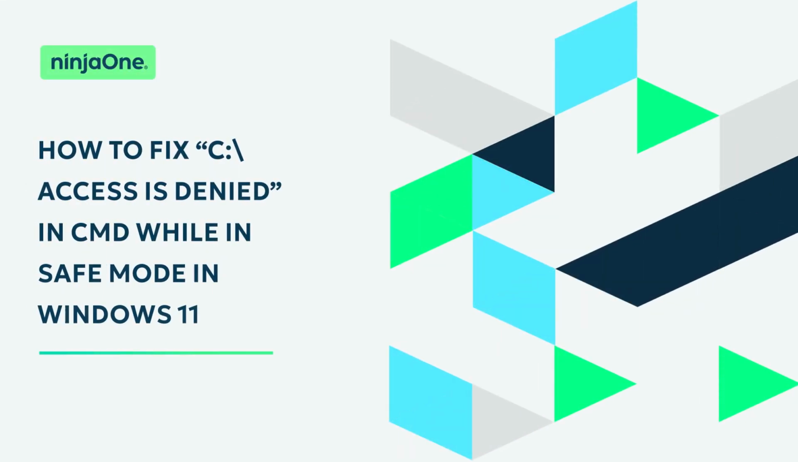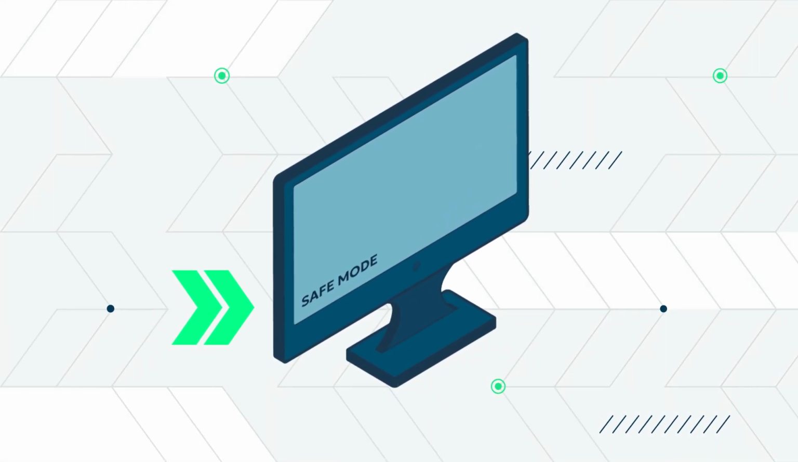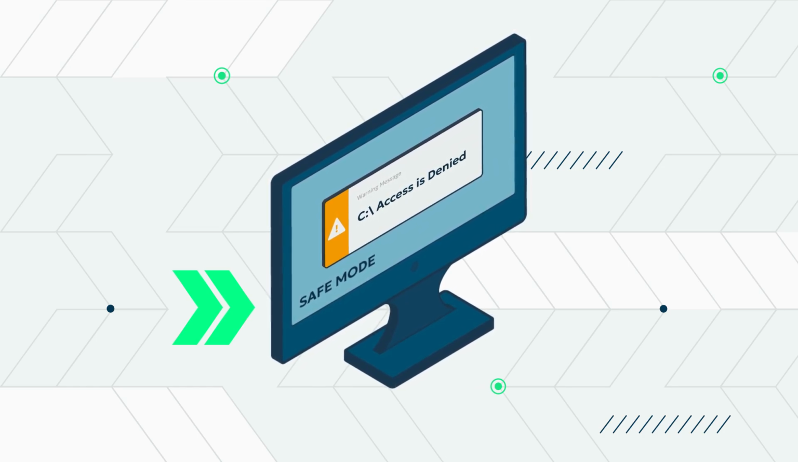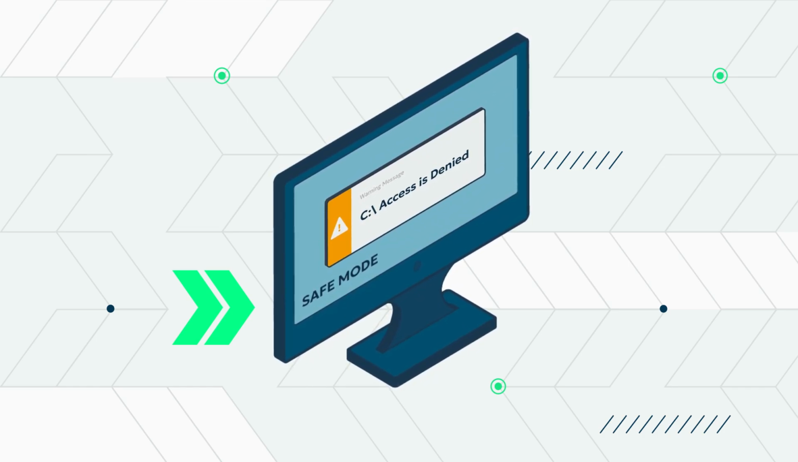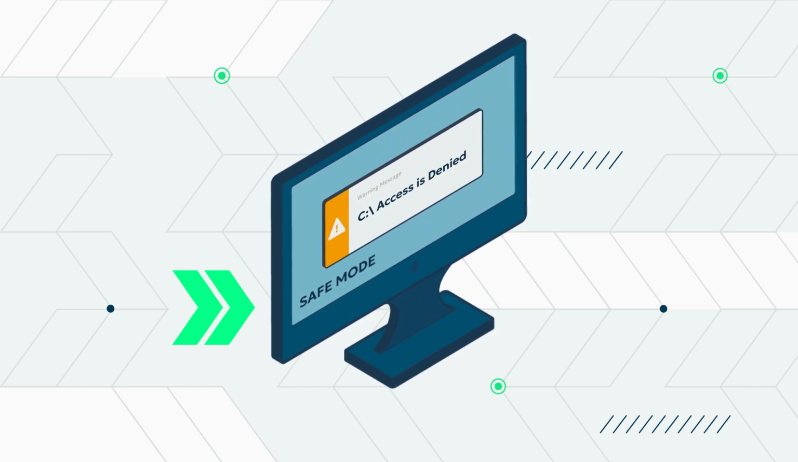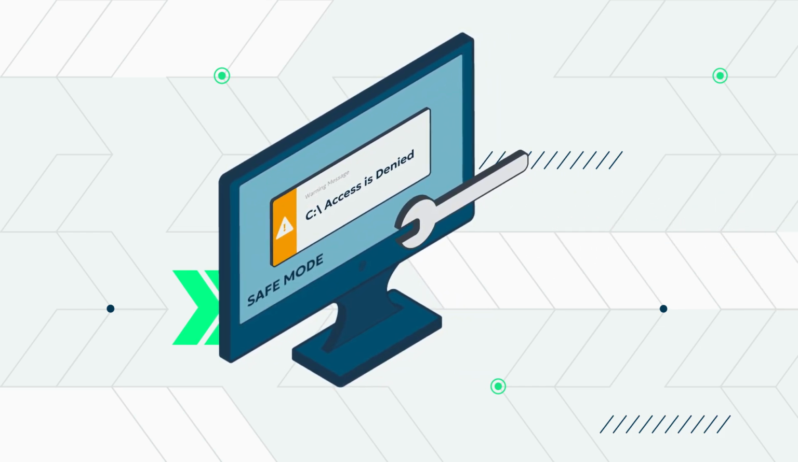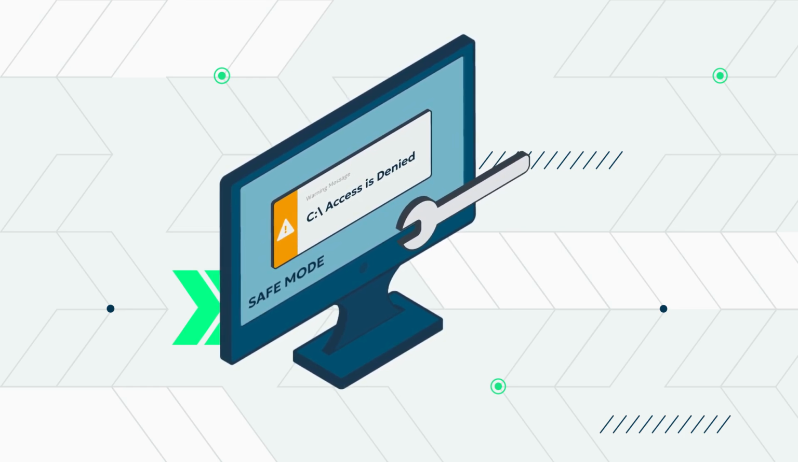How to fix C access is denied in CMD while in safe mode in Windows 11. If you've booted into safe mode in Windows 11 and suddenly found that you can't access the C drive, especially when running commands from an elevated command prompt, you're running into one of the more common but confusing Windows access issues. In this video, we'll outline 5 reliable methods to fix this problem, from correcting the drive letter in safe mode to modifying registry-based access controls.